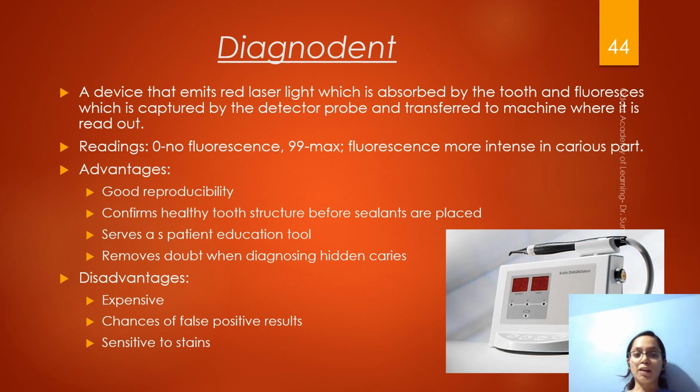Then we have Diagnodent. It is a device that emits red laser light which is absorbed by the tooth, and then it fluoresces, which is captured by the detector probe, and then it is transferred back to the machine where it reads it out. If the reading comes to 0, that means there's no fluorescence, and 99 is the maximum reading that will come. The fluorescence will be more in parts where there is caries.